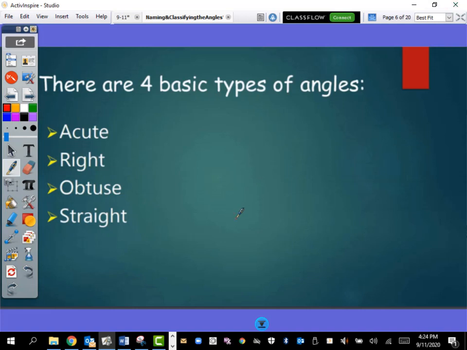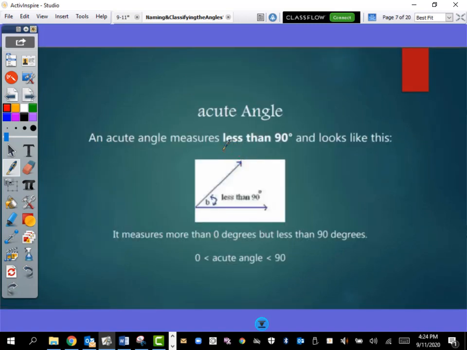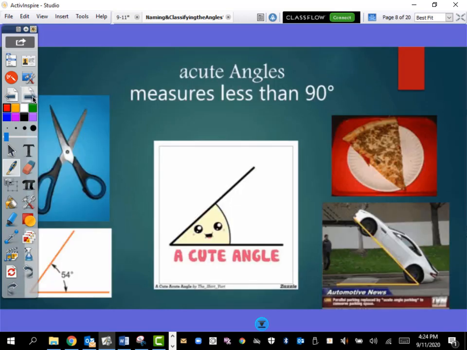Then there are 4 basic types of angles. We have the acute, the right, obtuse, and straight. An acute angle is measured less than 90 degrees. And this is an example of how an acute angle looks like. It is measured more than 0 degrees but less than 90. And here are some examples of how an acute looks like.